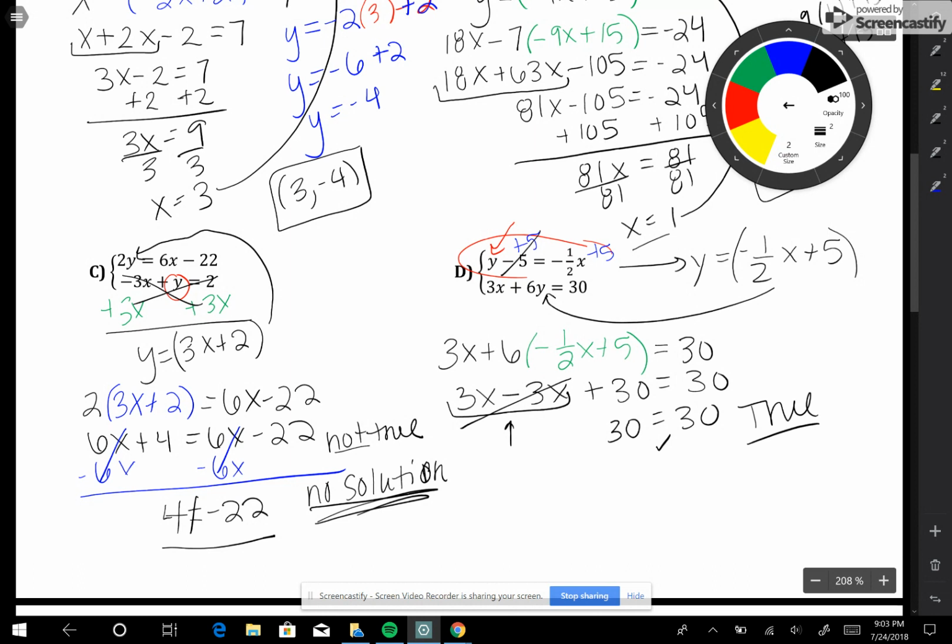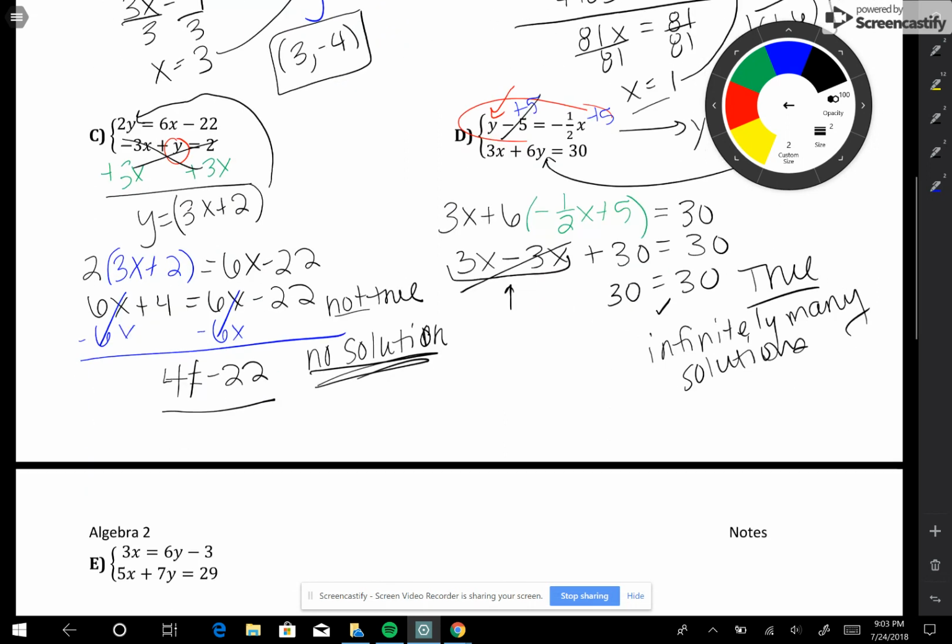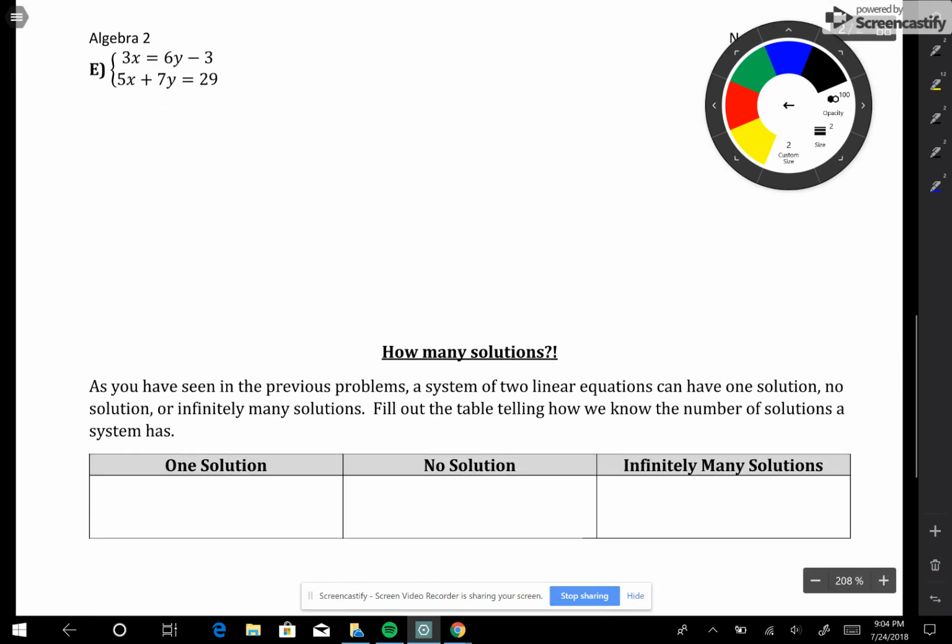Whenever we end up with no variables left but a true statement at the end, that means there are infinitely many solutions. Okay, so we can't just give 1 point. And if you remember from geometry, when there's infinite solutions, that actually means that the lines coincide or they lie on top of one another. All right, one more example.